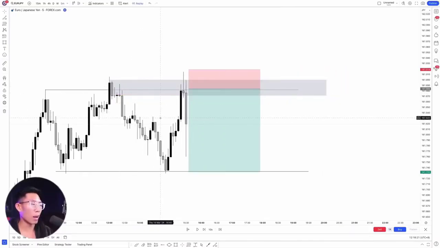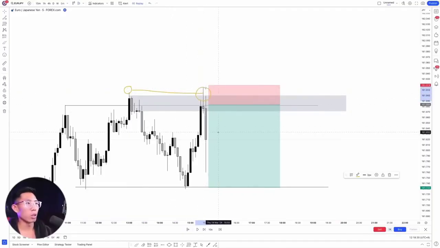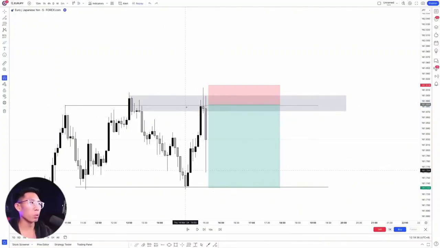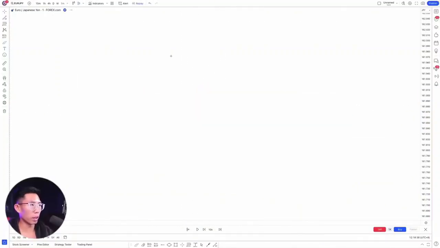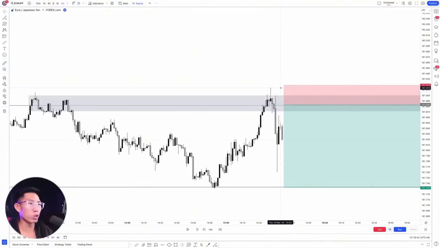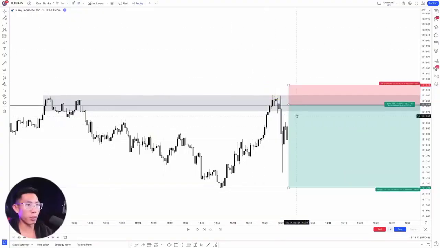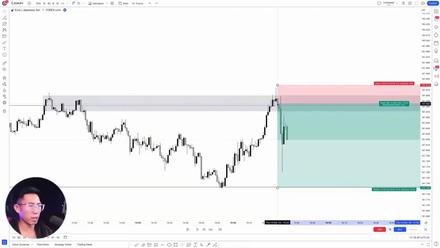You can see price obviously swept the liquidity above these highs that we have right here before heading back down. So when price is breaking past this liquidity zone, I wouldn't be really worried. If you even go down to the smaller time frame, you realize that price is just simply sweeping the liquidity above these highs right here.